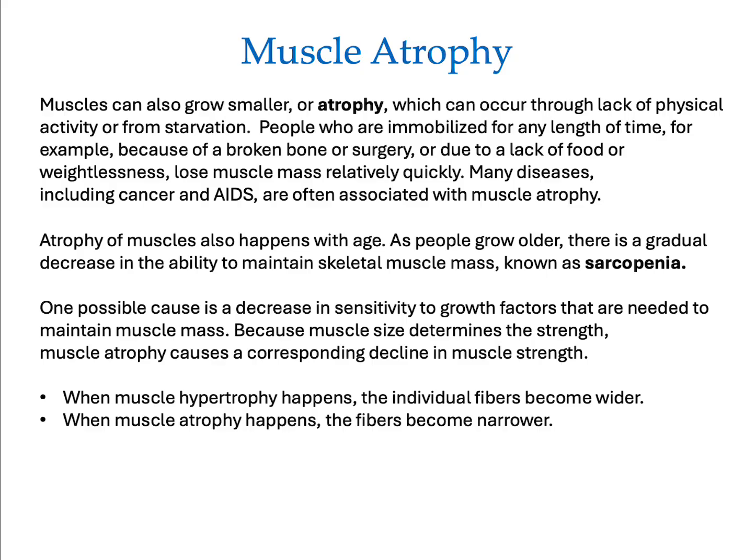As people grow older, there is a gradual decrease in the ability to maintain skeletal muscle mass. This is known as sarcopenia. One possible cause is a decrease in the sensitivity to growth factors that are needed to maintain muscle mass. Because muscle size determines the strength, muscle atrophy causes a corresponding decline in muscle strength. When muscle hypertrophy happens, the individual fibers become wider. When muscle atrophy happens, the fibers become narrower.